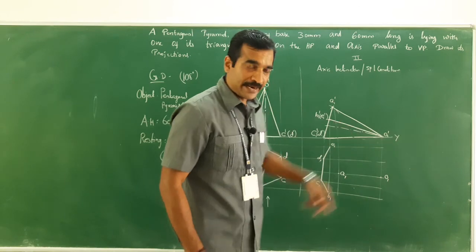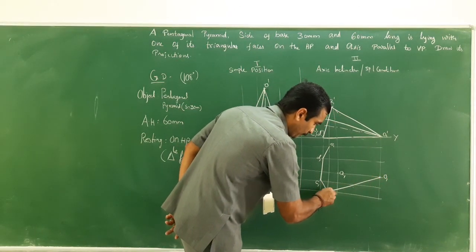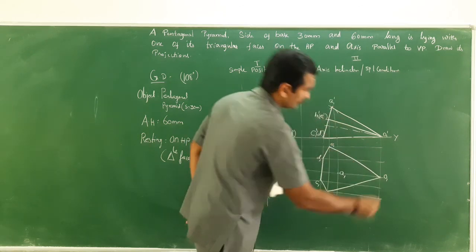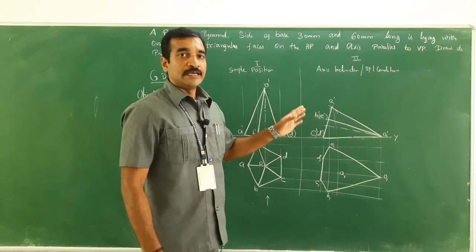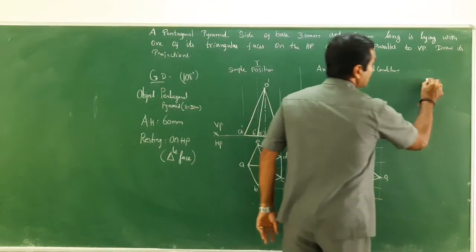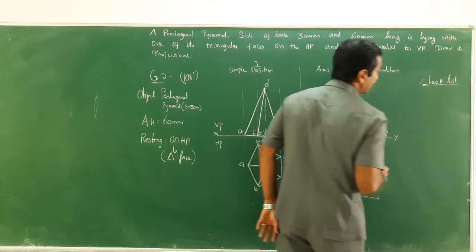Now connecting the slant edges, that is BO and EO. Clear? So next what I have to do? I have to follow the checklist, in order to draw the visible or invisible things.